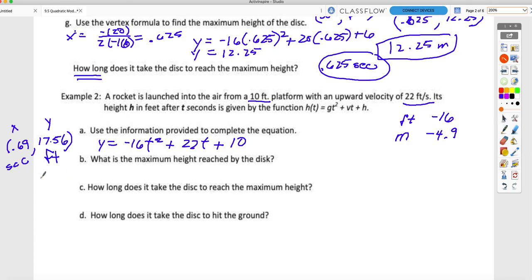Please do this before you answer your questions, or you're going to do them backwards, because you're going to go, that's the first question, it must be x. That's the second question, it must be y. That's not true. You can't anticipate that. Maximum height is feet. I want feet. It is going to be 17.56 feet. How long does it take to reach the maximum height? How long is time? So it took 0.69 seconds.